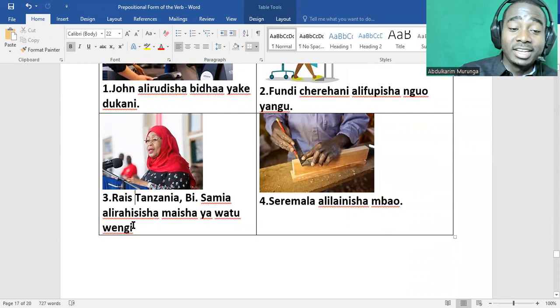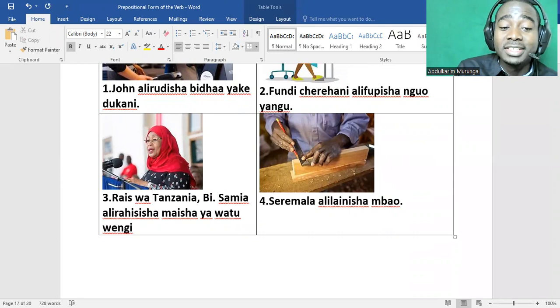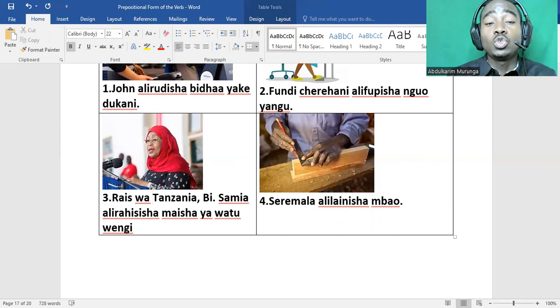Tatu, rais wa Tanzania. Rais wa Tanzania, Bi Samia, alirahisisha maisha ya watu wengi. The President of Tanzania, Bi Samia. She's called Bi Samia Suluhu Hassan. Alirahisisha. He made easy. He simplified. Maisha ya watu wengi, the lives of many people.